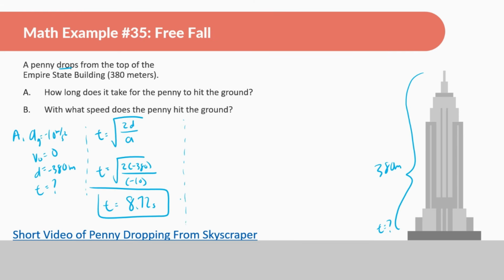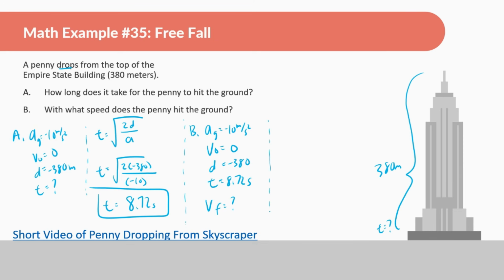Okay, next question here. With what speed does the penny hit the ground? Okay, so I guess I'll just do everything again. Acceleration of gravity is equal to negative 10 meters per second squared. We have the initial velocity as 0. We have the distance as negative 380. And we have the time as 8.72 seconds. And what we're looking for is the speed it hits the ground. So the final velocity right before it hits the ground.